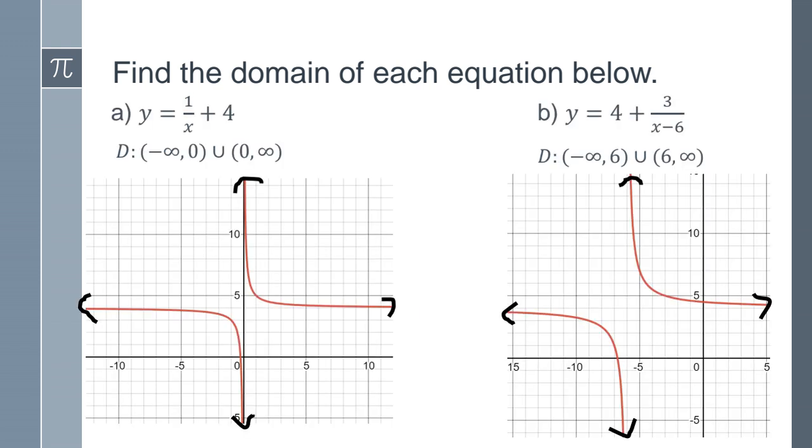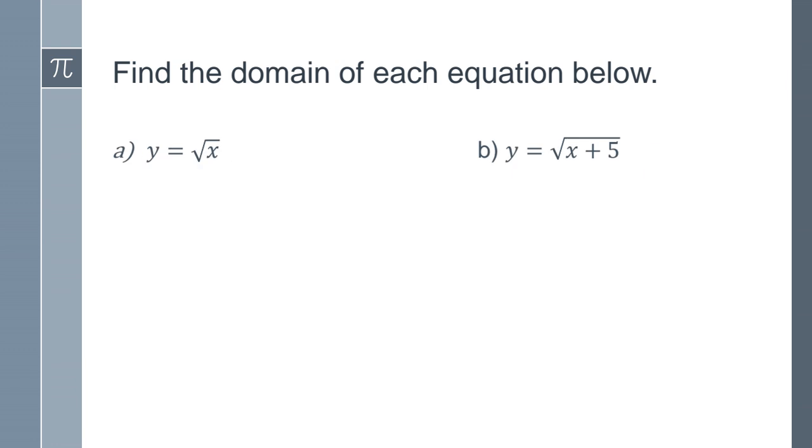Okay, and you can see the graphs here for each of these functions. Okay, so let's try this one. Do we have a fraction with a variable in the denominator? No. And so the second question, do we have a square root? Yes.